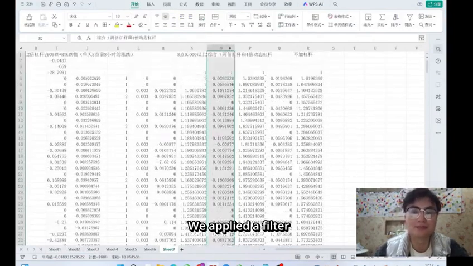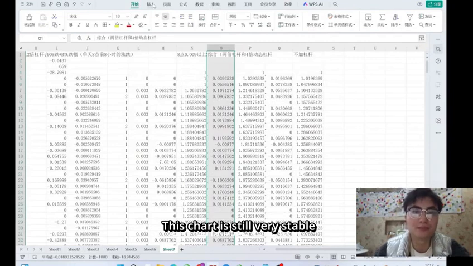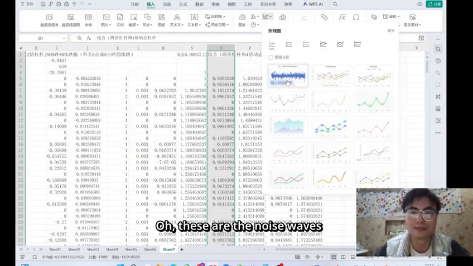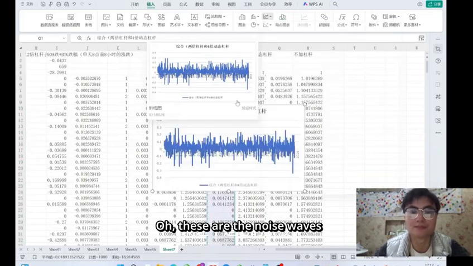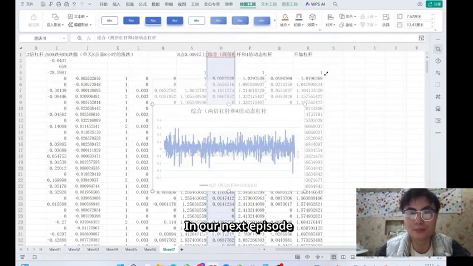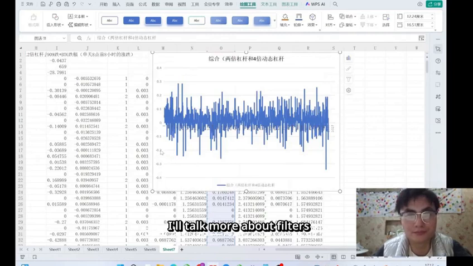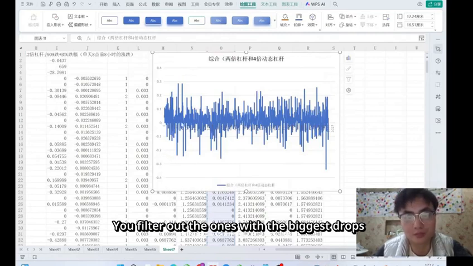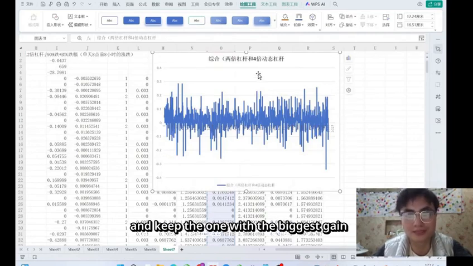We applied a filter, and this chart is still very stable. Oh, these are the noise waves. We used a filter. In our next episode, I'll talk more about filters. You filter out the ones with the biggest drops and keep the ones with the biggest gains.